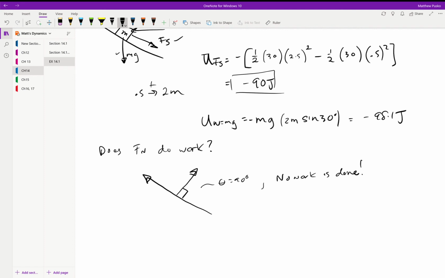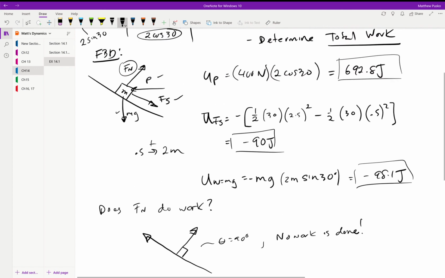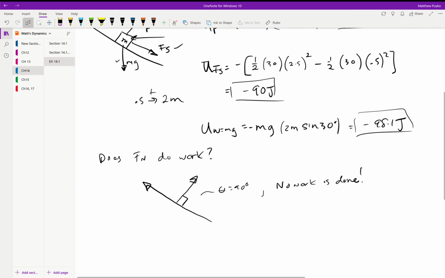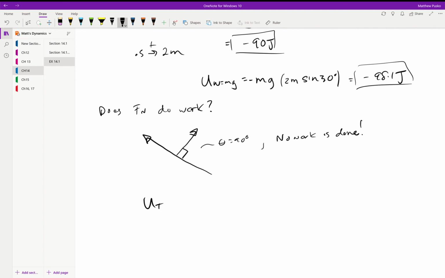Okay, so all we need to do is add up all our different components of work. We have the total work as 692 minus the 90 joules from the spring minus 98.1. Those are all in joules. We're going to get 505 joules as the total work acting on the block to get it from point A to point B, or its initial position to its final position.